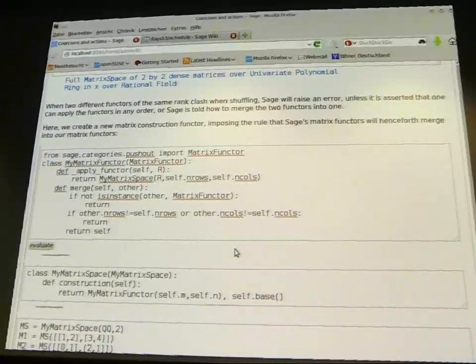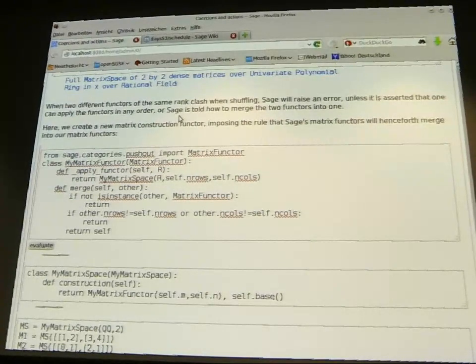And there might be one clash. Namely, there might be a situation where you have two different functors that you both would like to apply, and they have the same rank, so you don't know which one to apply first. So there are two ways to break this tie. You could tell Sage that these two functors commute. In this situation, Sage would apply both functors on both sides in any order, because the order does not matter if they commute. But another way to resolve this clash is to tell Sage how to merge these two functors.